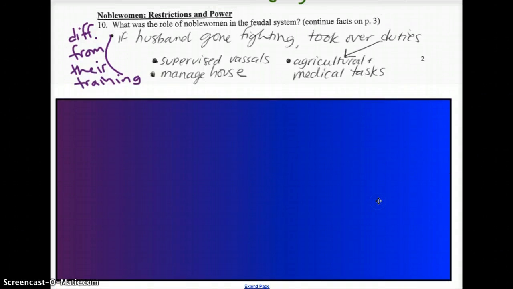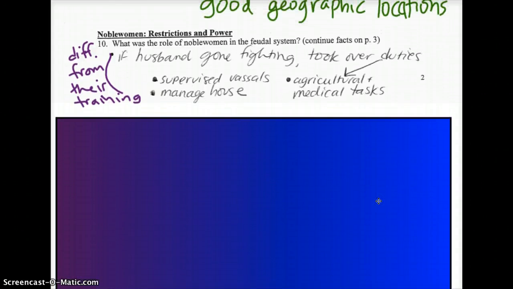So one thing that was important is that women had some important roles if their husband went fighting, and a woman would take over specific duties that are listed there. And so you should have this fact and some examples of what duties a woman might take over if her husband had to leave the manor and fight. So pause the video if you need to add something. You may also want to check what you have at the top of page 3, because this topic moves on to page 3. When you're all set with page 2, move on to page 3.